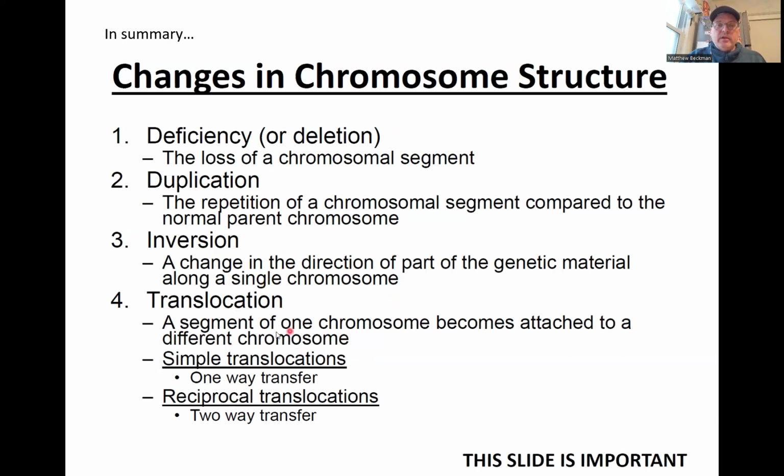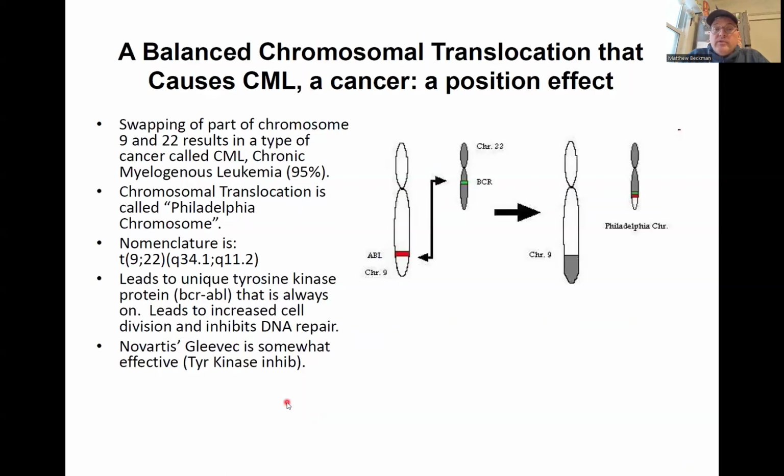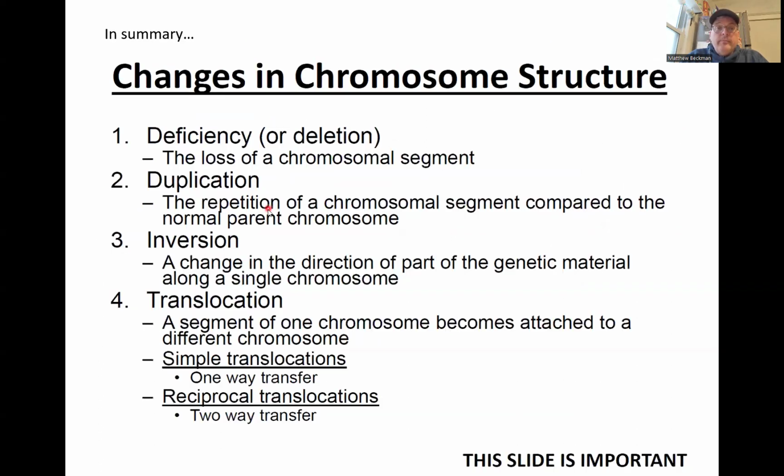And then we ended this discussion with the concept of translocations, how part of one chromosome can go to another in a simple translocation, or in a reciprocal translocation, two chromosomes give each other parts. And we talked about how this could happen as an inappropriate response in recombination, like mitotic recombination, or it could just be due to breakage and repair of chromosomes. And the example we looked at was chronic myelogenous leukemia, which is due to a translocation between chromosomes 9 and 22.